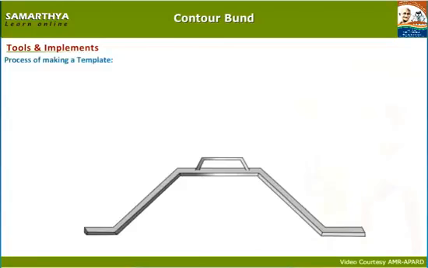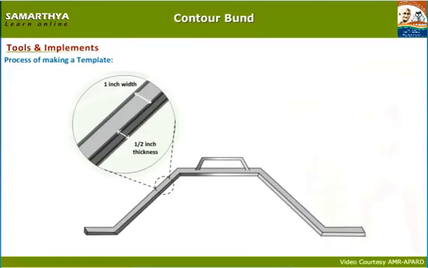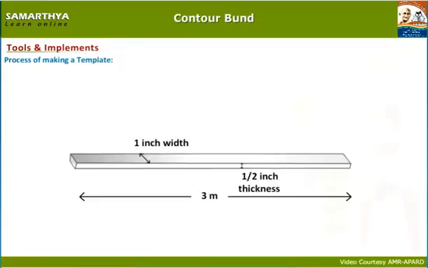Process of making a template. This template is made with strong wooden pallets of 1 inch width and ½ inch thickness, or iron plates of 5 mm thickness and 1 inch width, as shown on the screen. First, get an iron plate of 1 inch width and ½ inch thickness with a length of 3 meters.